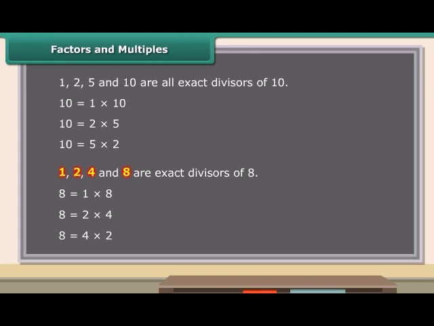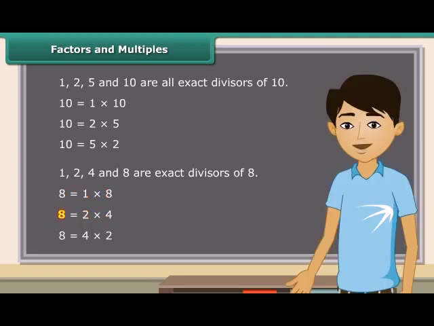You can see that factors are always smaller than or equal to the number itself. Number 10 is the product of 2 and 5. It is also a product of 1 and 10. Therefore, 10 is a multiple of 1, 2, 5 and 10. Similarly, number 8 is a product of 1 and 8 or 2 and 4. Therefore, 8 is a multiple of 1, 2, 4 and 8.